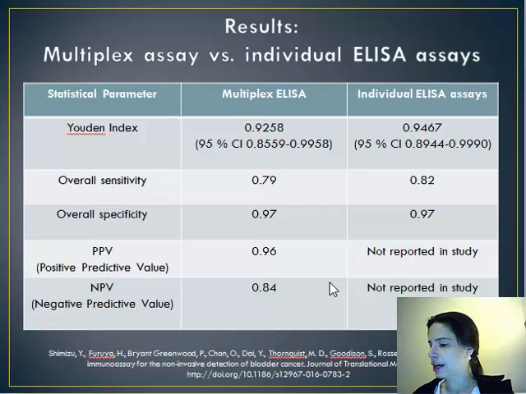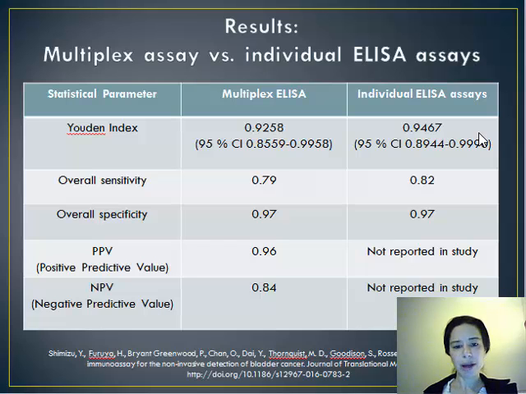So with this test, if you have a Youden index that is close to 1, that means that there are no false positives as well as no false negatives. So here for both, the multiplex assay, we got very high Youden indexes of 0.9258, as well as with individual 0.9467. So when they looked at statistical comparison of those two, they were not different. So they did perform the same based on the Youden index.